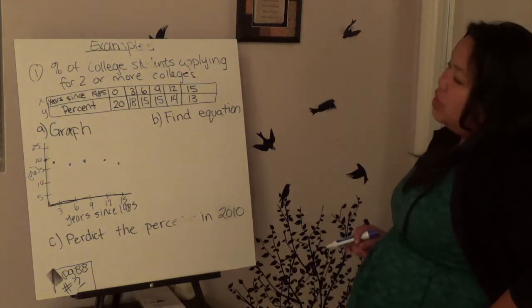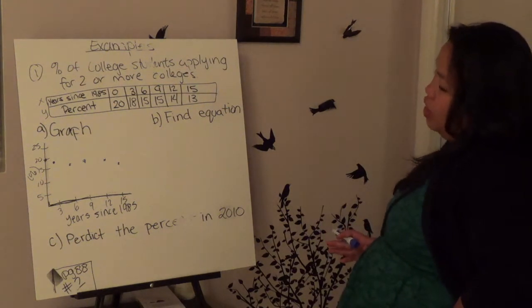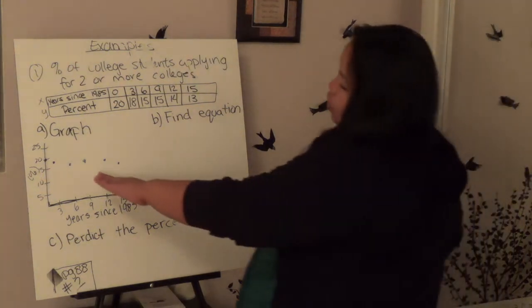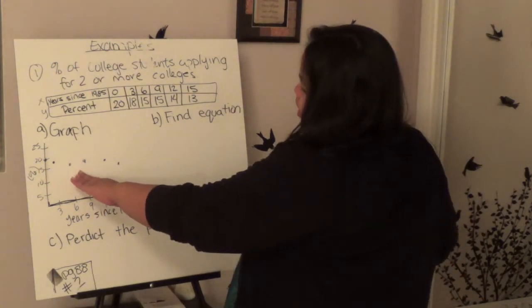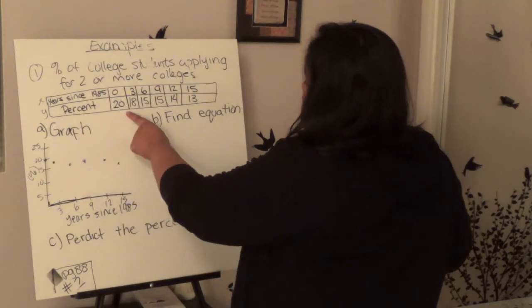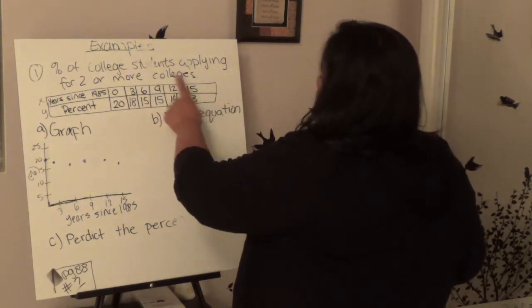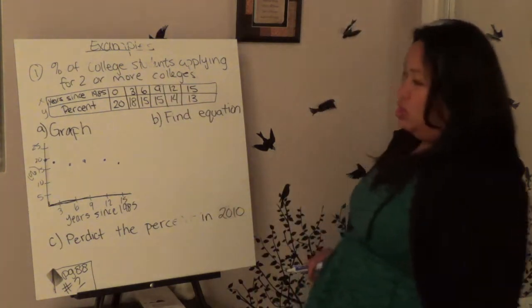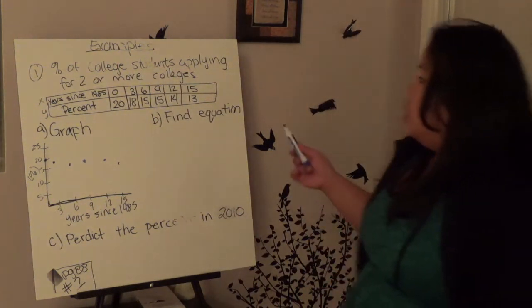Okay, so as you can see here, this is sort of a negative correlation. It's really tight. It's a negative correlation in the sense that as the years go on, there's less and less kids applying to 2 or more colleges, which makes sense.